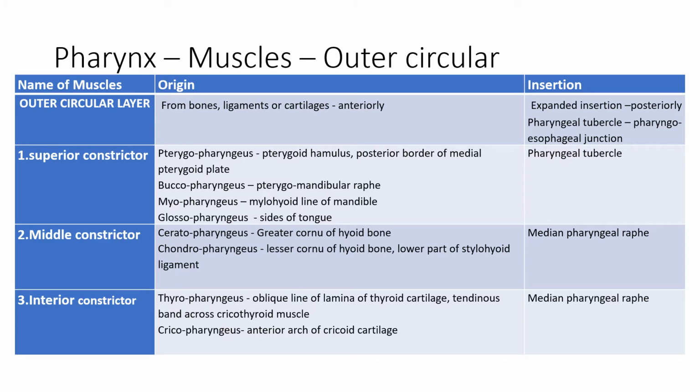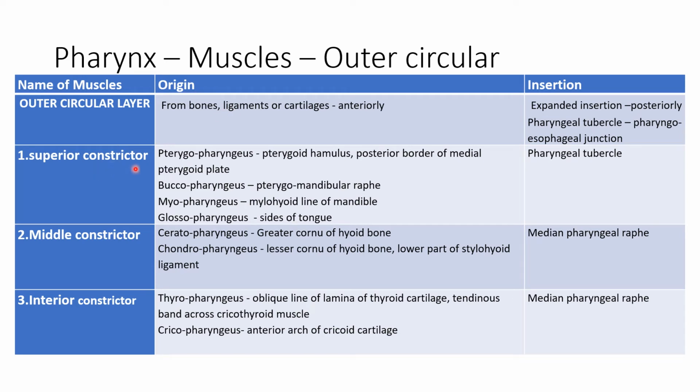Now let us review the origin and insertion of the constrictors of the pharynx. So that forms the outer circular layer. Their origin is from the bones, ligaments or cartilages anteriorly, but they are getting inserted posteriorly. Their insertion is expanded and it extends from the pharyngeal tubercle to the pharyngoesophageal junction and along the median pharyngeal raphe.